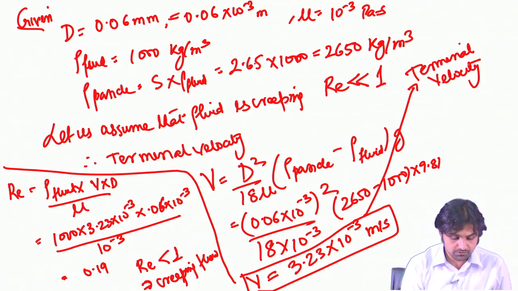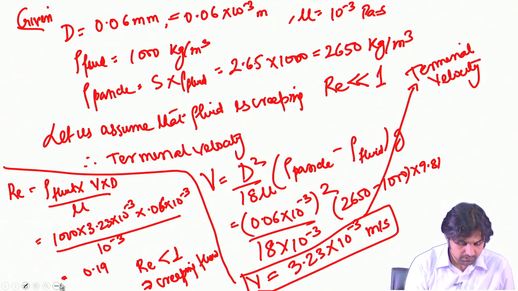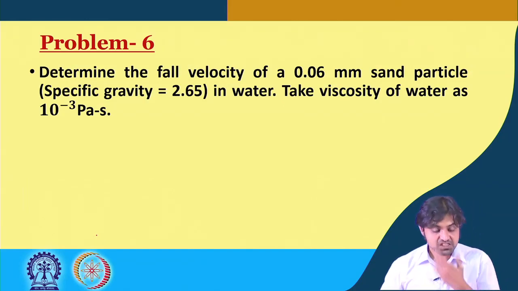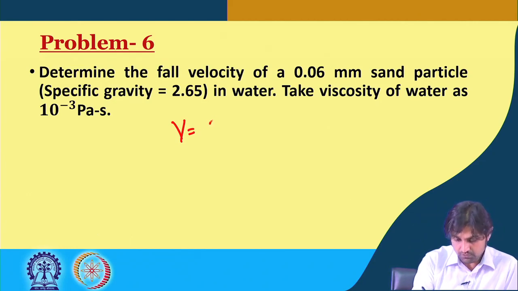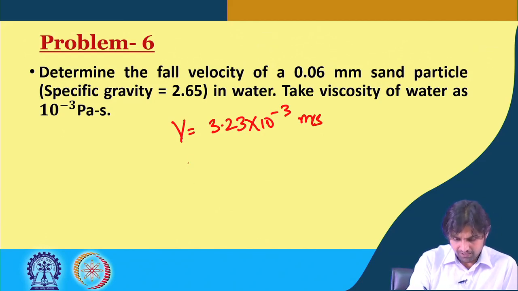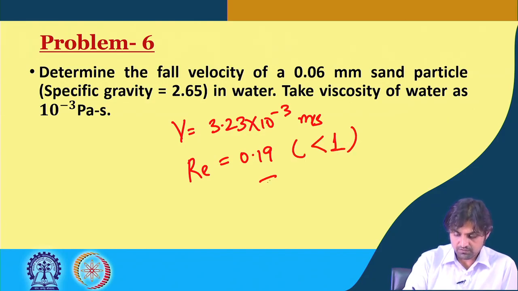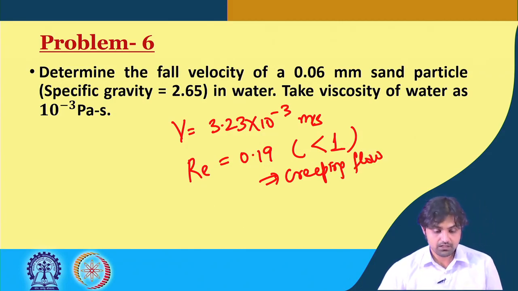So we are going to go back to the slide. All right, so this is the problem that we have solved. We have got V equal to 3.23 into 10 to the power minus 3 meters per second, and after checking the Reynolds number, it came out to be 0.19, which is less than 1, therefore creeping flow, and we could apply the terminal velocity.